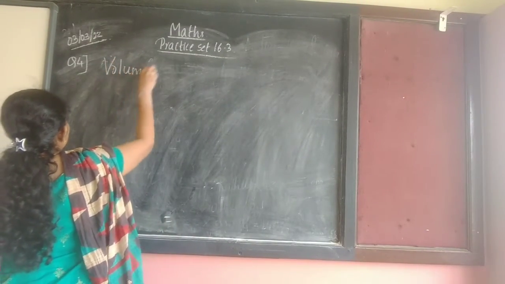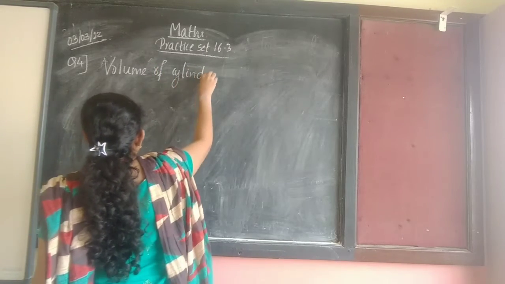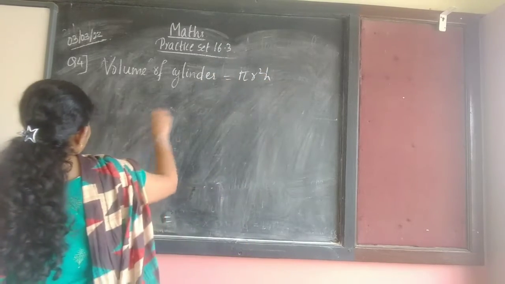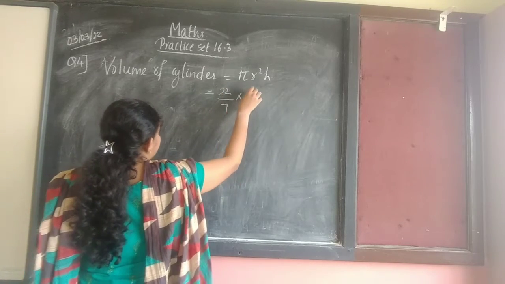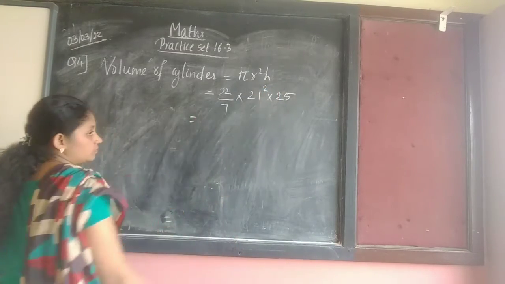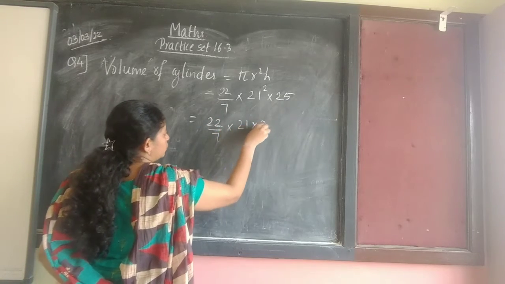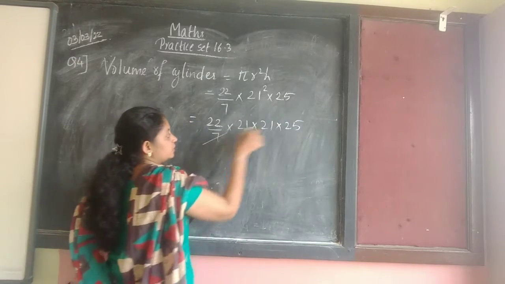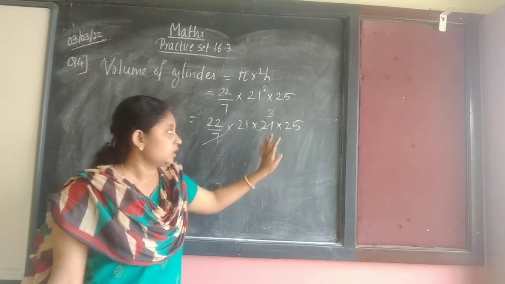Volume of cylinder is equal to pi r square h. 22 upon 7 into radius, which is 21, square, into 25. 22 upon 7 into 21 into 21 into 25. What gets cancelled over here? 7 threes are 21. Now out of these four numbers, which is easy to calculate, I hope you all know what 25 threes are.